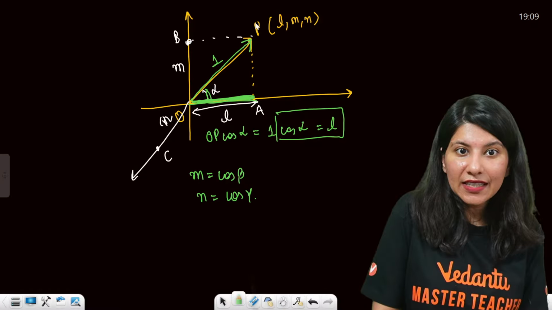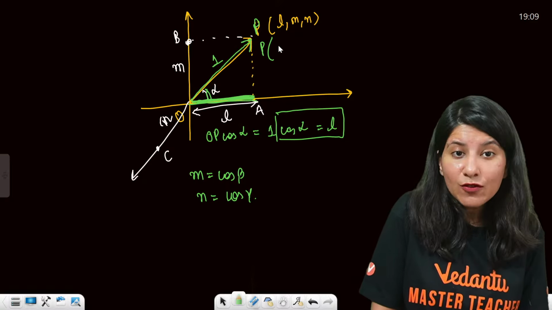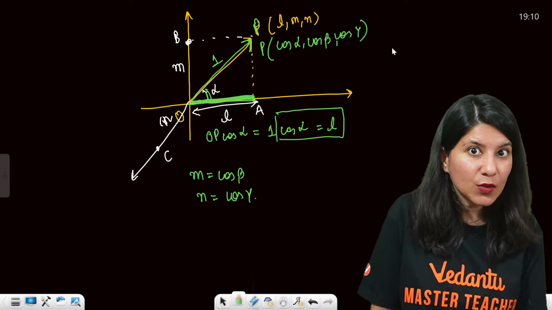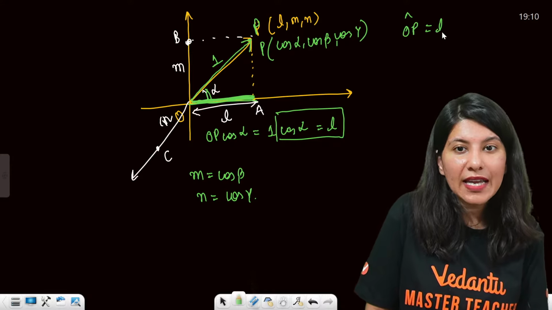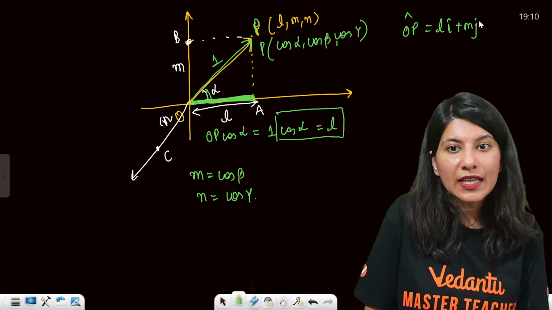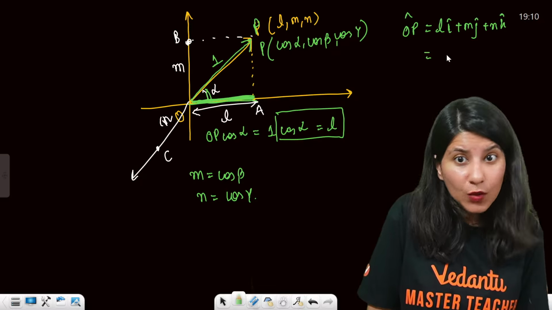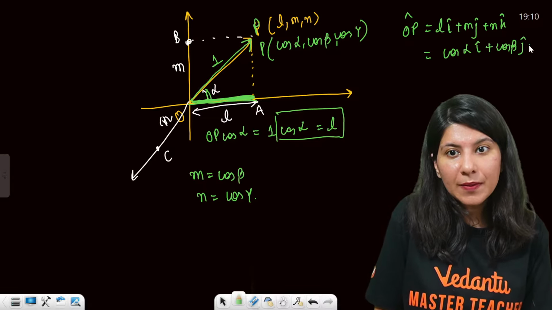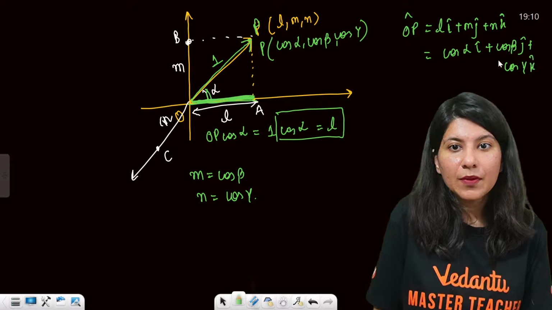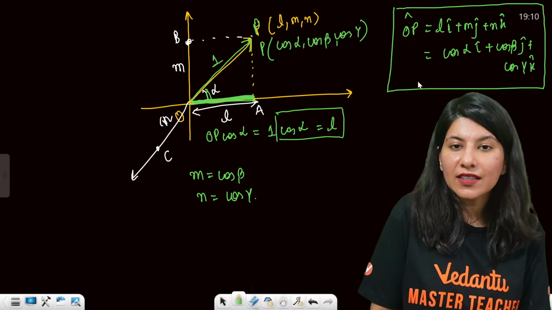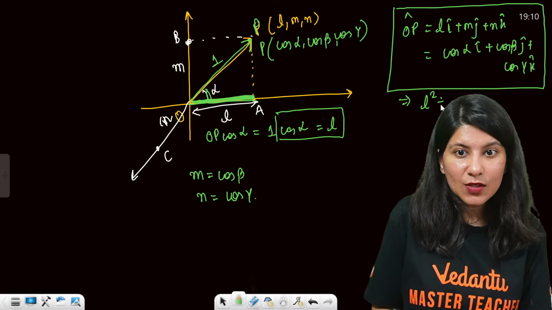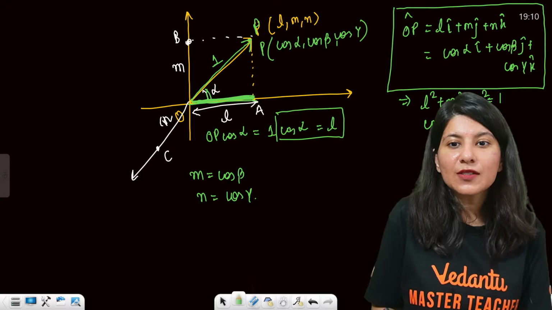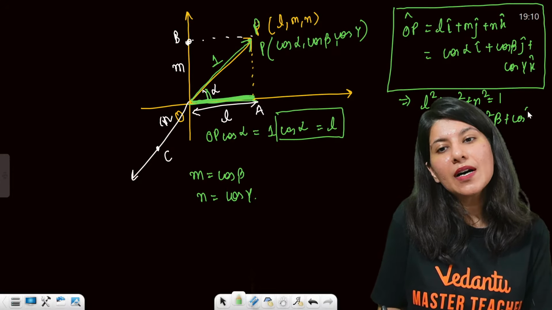So basically the point P will have coordinates cos alpha, cos beta, cos gamma, and this is a unit vector. So basically the OP vector will be L i cap plus M j cap plus N k cap, or you can write it as cos alpha i cap plus cos beta j cap plus cos gamma k cap. So this is basically a unit vector. That simply means that L square plus M square plus N square will be 1. Hence cos square alpha plus cos square beta plus cos square gamma equals 1.